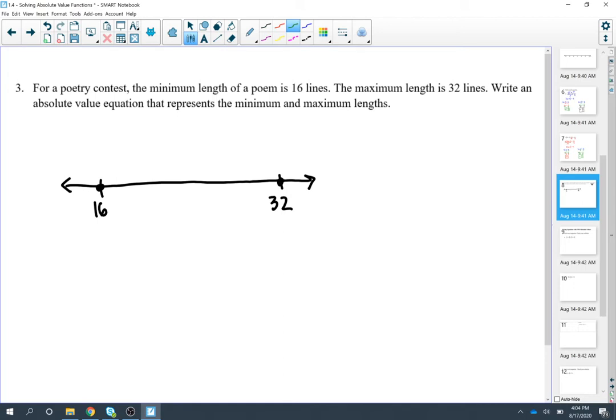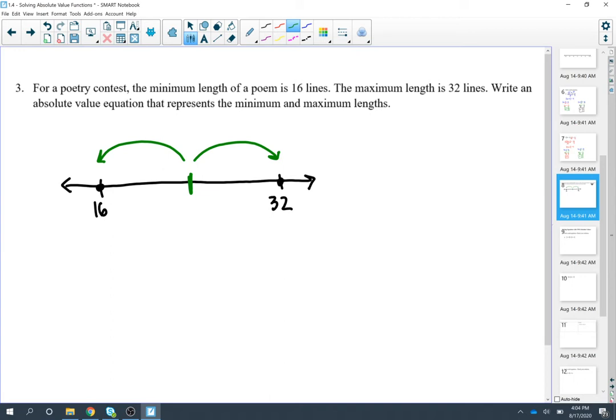If we're doing absolute value, we have this value here, and we're either going to go the distance this way to get to 32 or the distance this way to get to 16. And that distance should be the same distance, which is what absolute value tells us. Okay? So the question is, well, first of all, what is the distance? And second of all, what's the number in the middle?